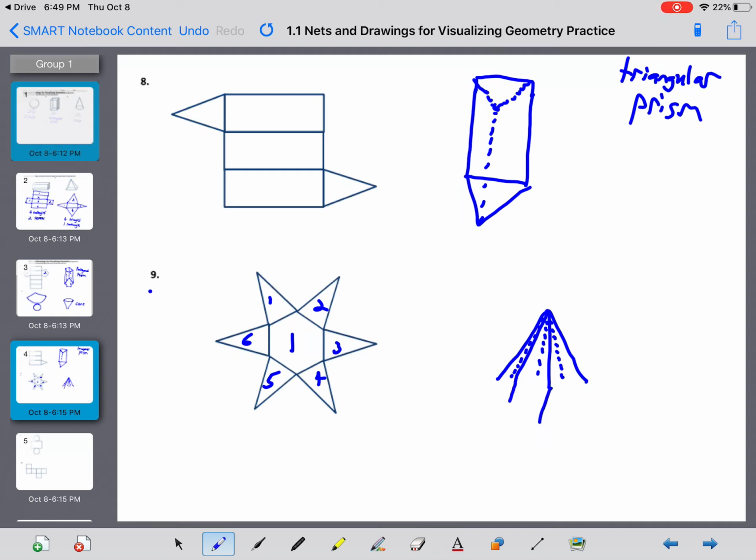Okay, and our base here is that hexagon. Okay, so this is a hexagonal pyramid.